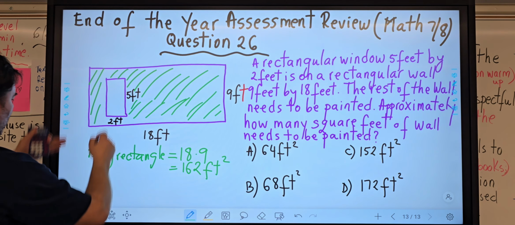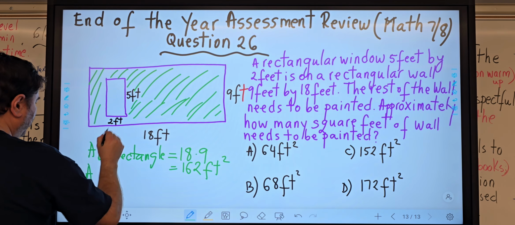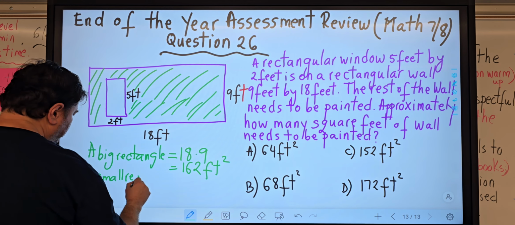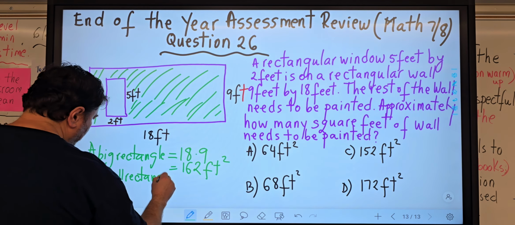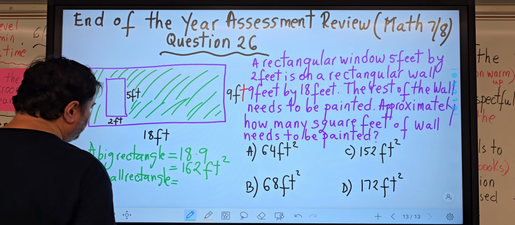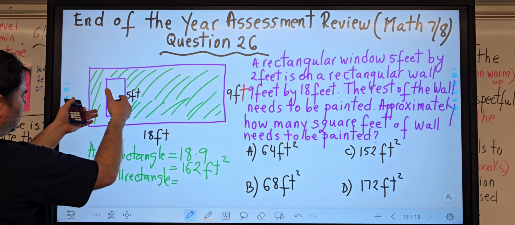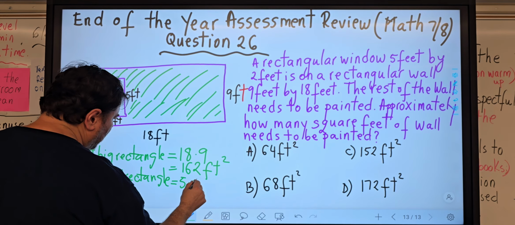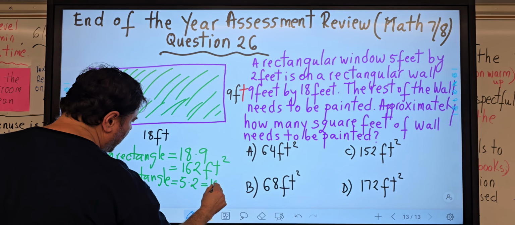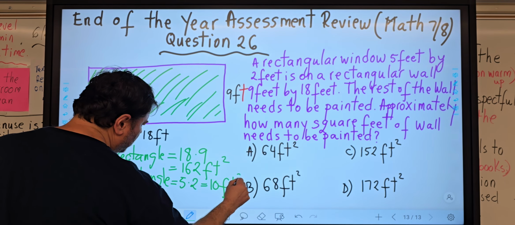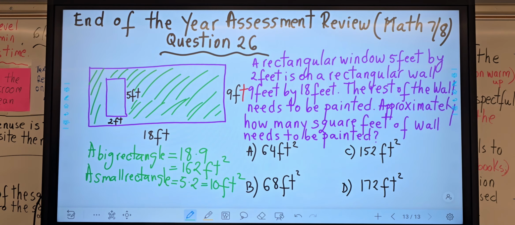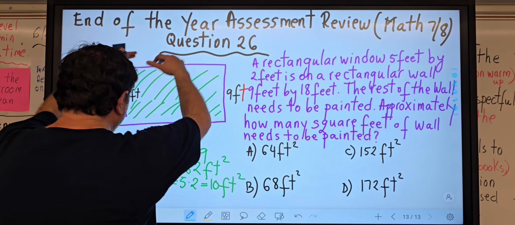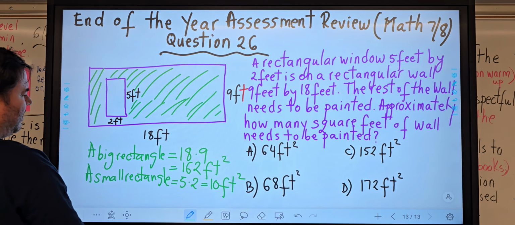And now let's take a look at the area of the small rectangle, and that's going to be the window. The same thing. Length times width. Length is 5, width is 2. 5 times 2, and that becomes 10 feet squared. So that one is 162 feet squared, the entire wall, and the other one is 10 feet squared.